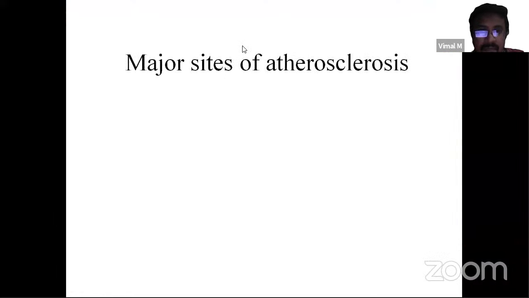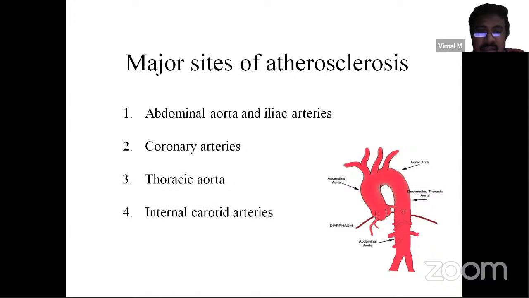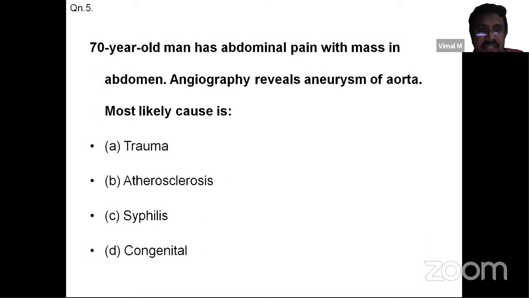The major sites of atherosclerosis, which it is essential to know, are the abdominal aorta and iliac arteries, coronary arteries, thoracic aorta, internal carotid arteries, and cerebral arteries. These are the major sites of atherosclerosis.